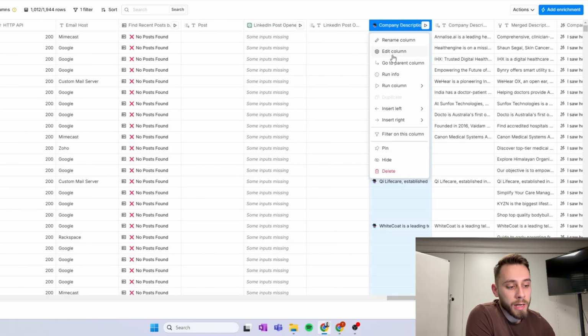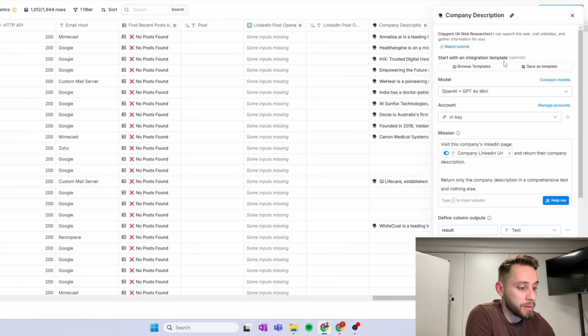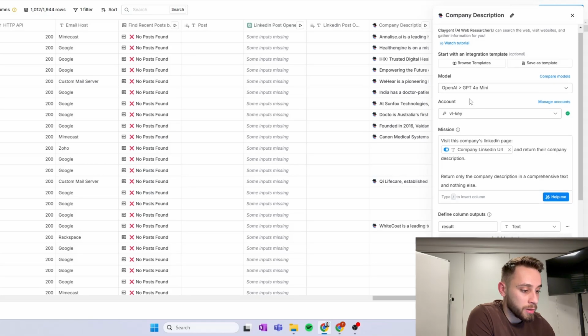You need to go to add enrichment, type in Clay agent, and then you're going to be greeted by this window. You want to select your model. So it's going to be 4.0 mini. It's the cheapest and the most accurate one. So that's what I'm going to be rolling with.